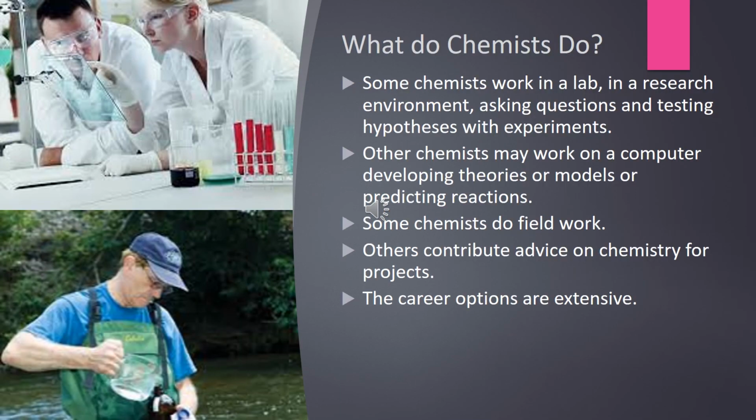What do chemists do? Well, some chemists work in a lab, others are more in a research environment, asking questions and testing hypotheses with experiments. Some can be out in the field collecting samples, and others may work on computer simulations or developing theories or models to predict what reaction could occur. The career options are extensive.